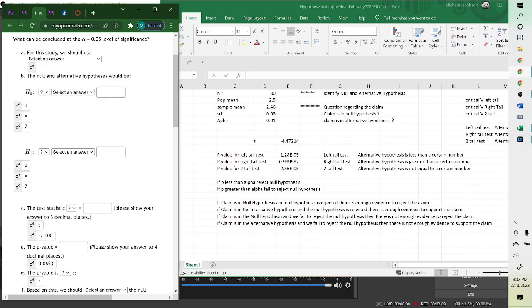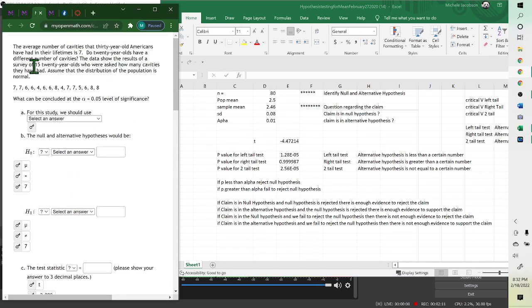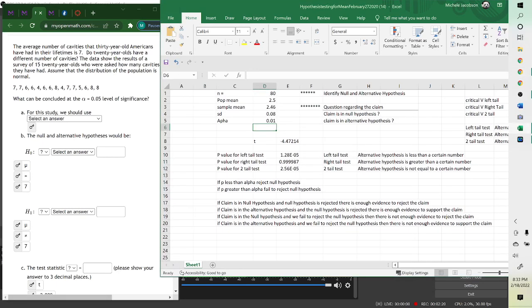For the next one, they didn't give us the mean and standard deviation, they give us the data, so you need to enter the data. So I'm going to enter it right here. 7 7 6 6 4 6 6 8 4 7 7 5 6 8 8. So you enter your data. Let me delete our previous answers.